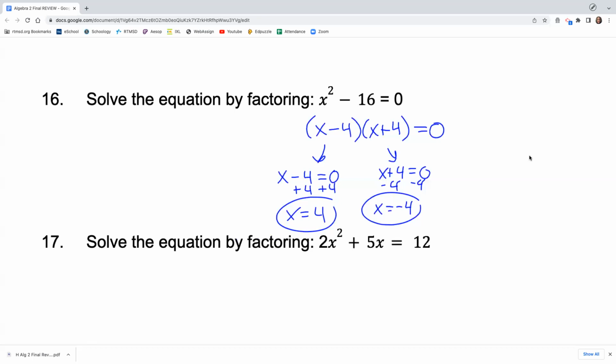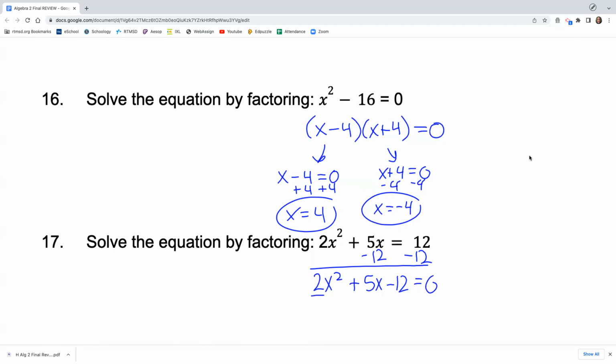Number 17, you can't solve it yet because it doesn't equal 0. You have to be able to factor it to solve, and it can't be factored unless the equation equals 0. So step 1, you subtract 12 from both sides to get 2x squared plus 5x minus 12 equals 0. Then you go ahead and you start factoring this problem.